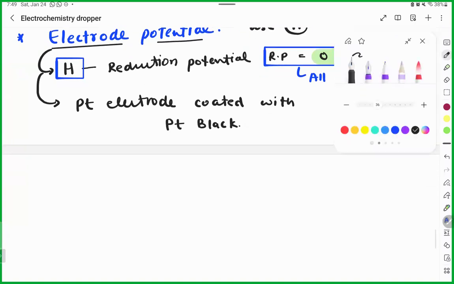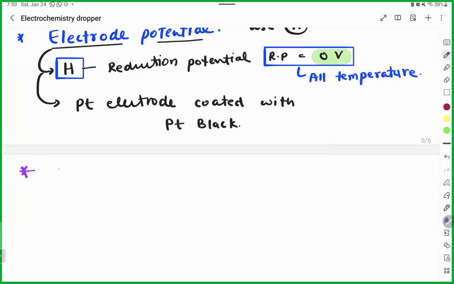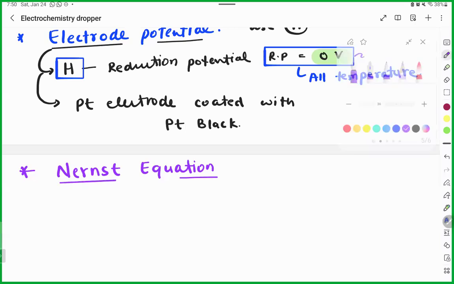Move to the Nernst equation. One of the most popular equations, and I think this is the one equation where some people, not all, feel scared, thinking, oh, we have to do this too. How many of you have fear of the Nernst equation?